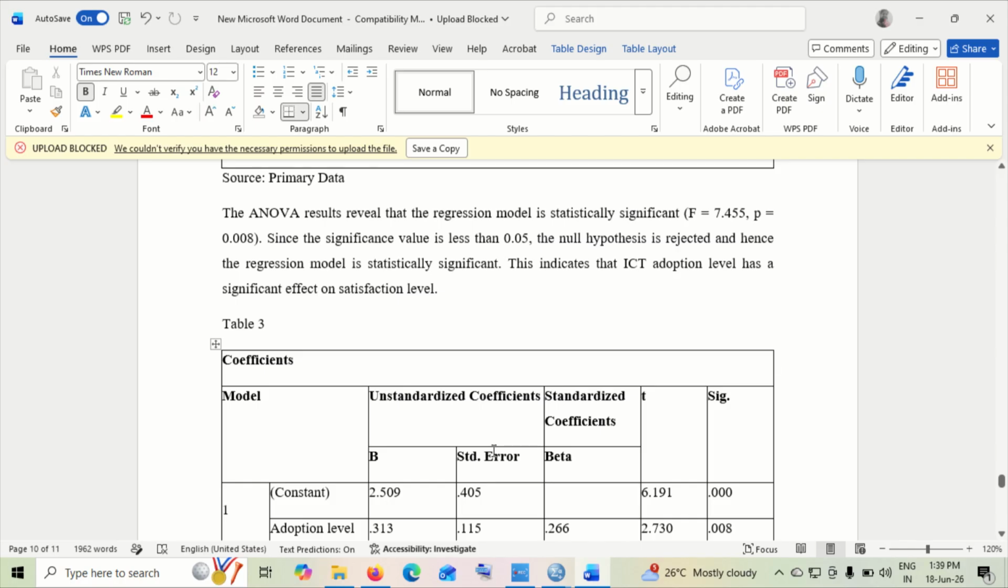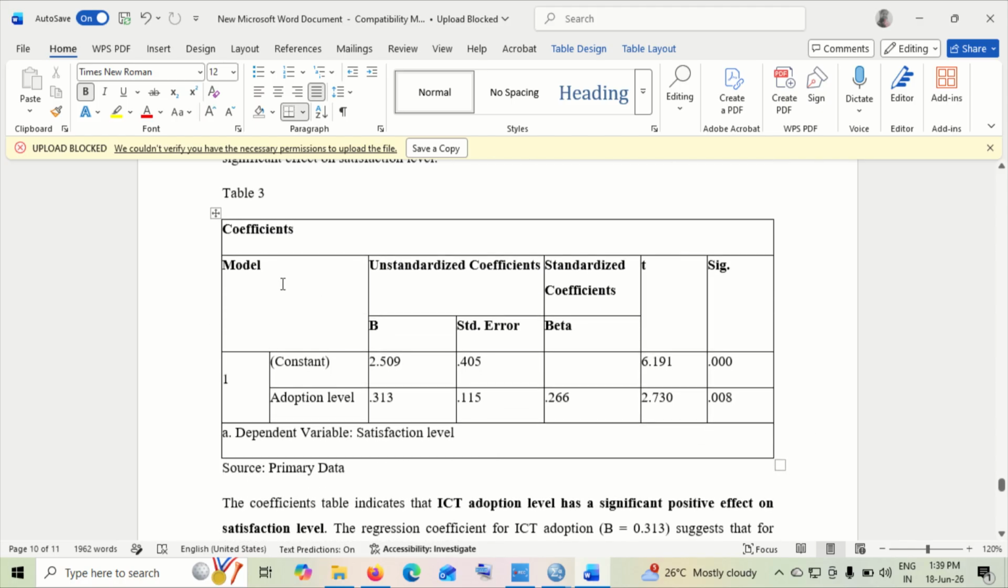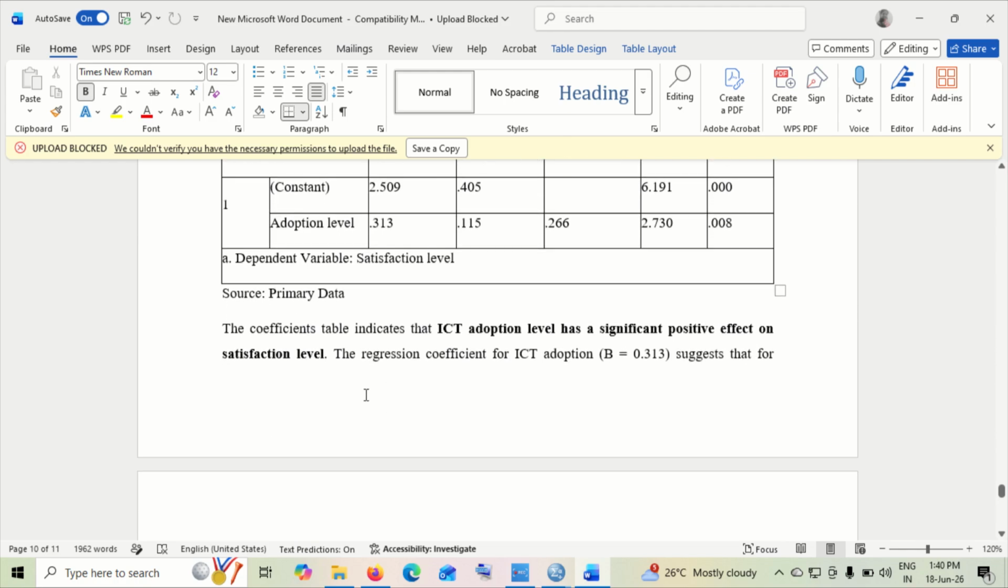And next, table 3 explains the coefficients. Here we can see the model, unstandardized coefficient, standardized coefficient, t-value and significance value. Here the unstandardized coefficient constant value of beta is 2.509, and beta value of adoption level is 0.313, which explains that the coefficient table indicates that ICT adoption level has a significant positive effect on satisfaction.